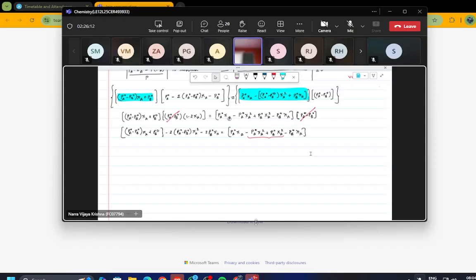I multiplied this into 1 and this into minus 2XA. Correct or not? This into 1 as it is. This into minus 2XA, what will you write? Minus 2 into XA square into the term, and minus 2 into PB naught into XA term.